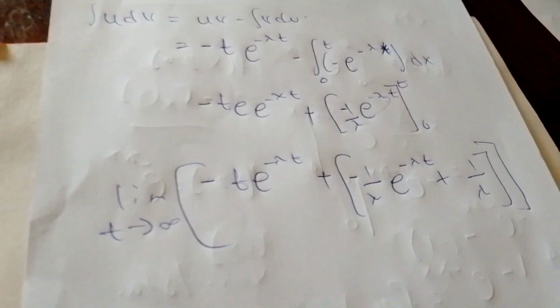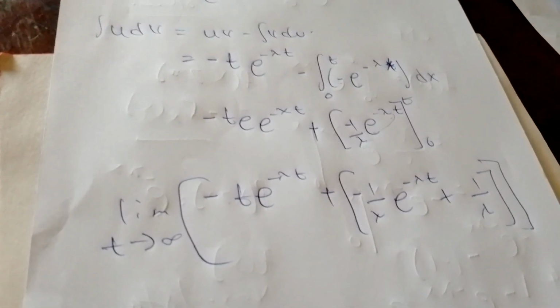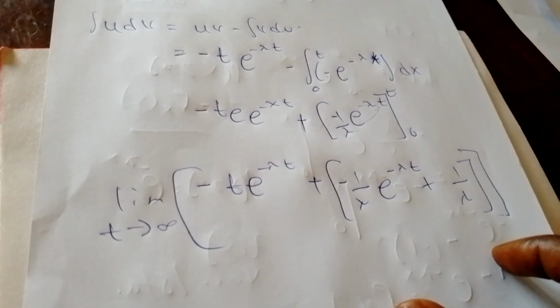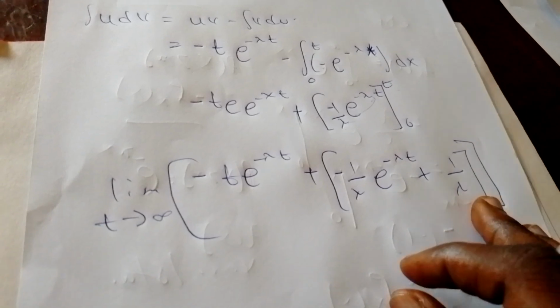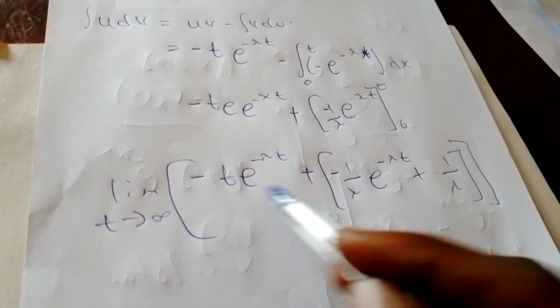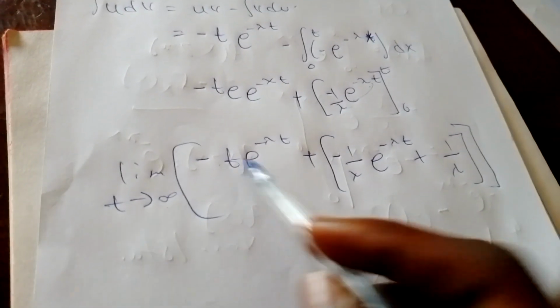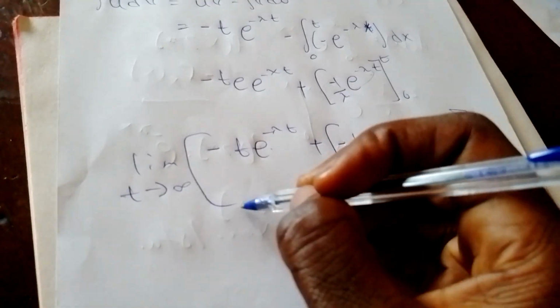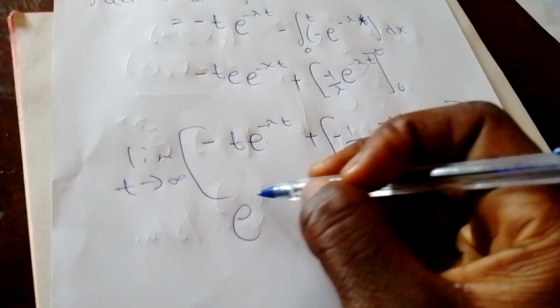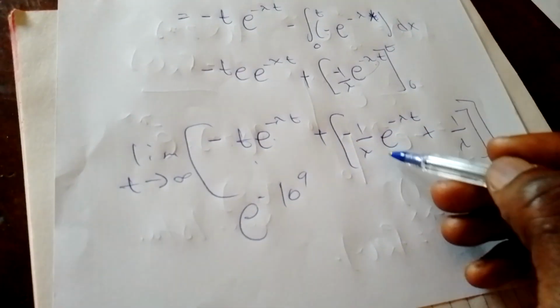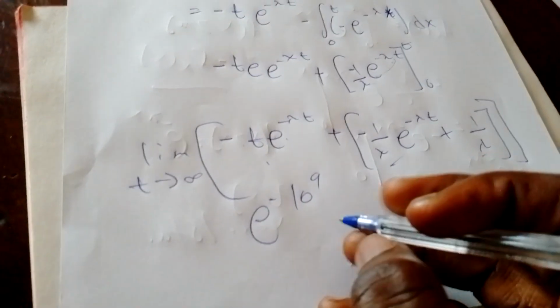So now how do we go around with this? Basically, e power negative infinity is basically 0. And if you want to prove this, you can just take e power some negative big number, like 10 and maybe 9 zeros. Then you find that it will almost be 0. So this one will be 0, this one will be 0, and then this one will be 1 on lambda.